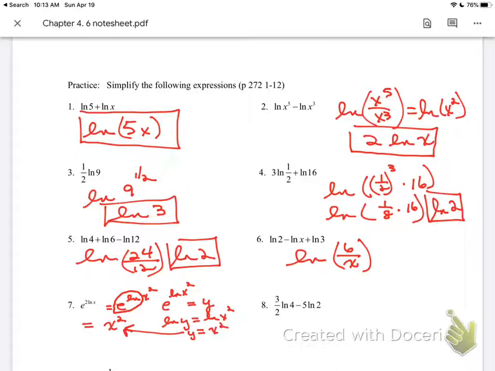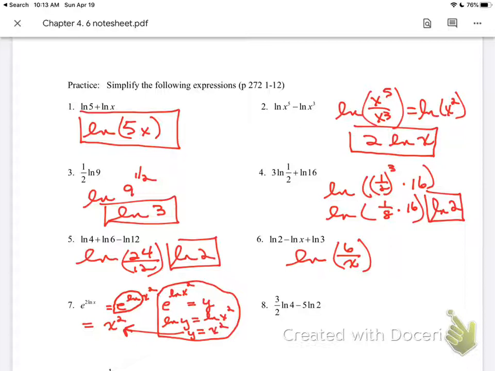So once you get e raised to the natural log, you can simplify things very quickly. Okay, don't cross them out. Just recognize that this situation is playing in the background, which lets you simplify that expression to x squared. Okay, let's go over to number 8.